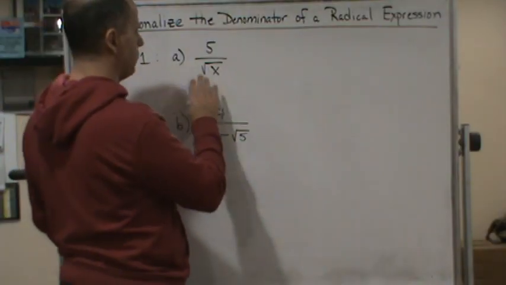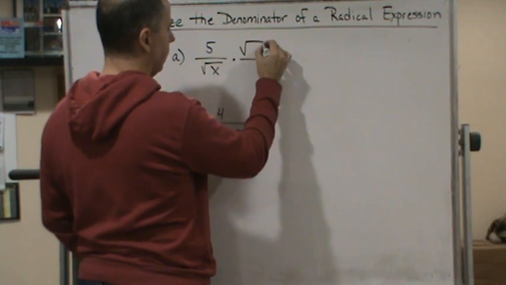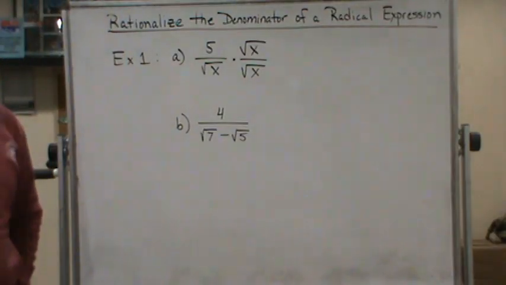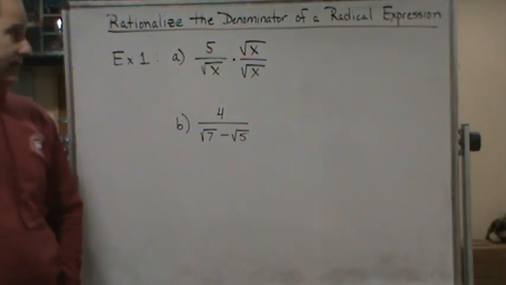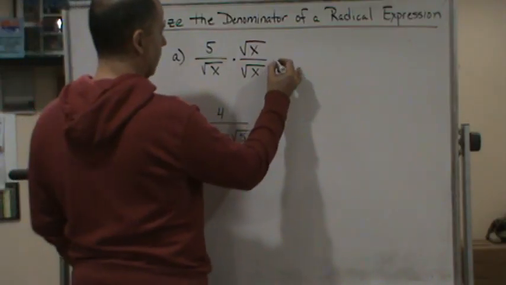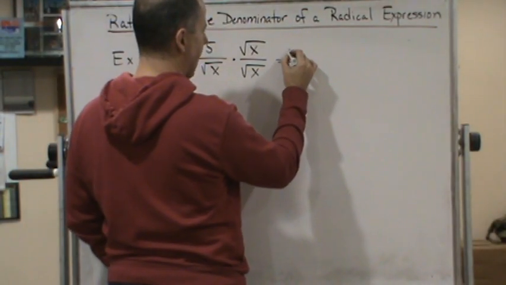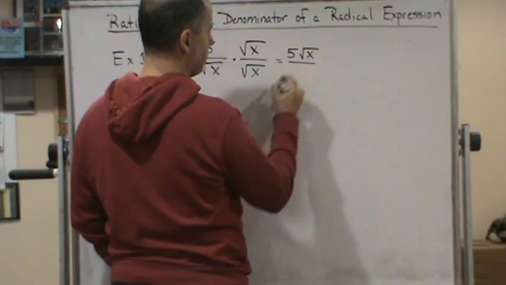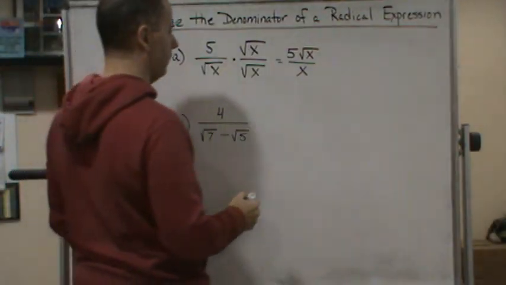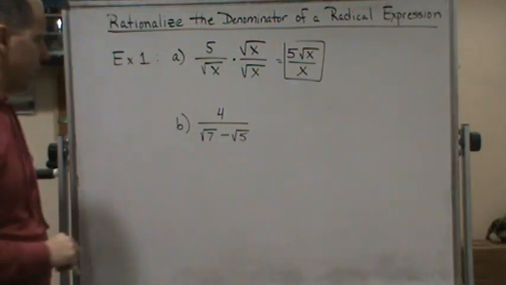So the way we're going to do this for part A is we're going to multiply the top and the bottom by the radical. In this case, we're just multiplying by a form of 1, the square root of x divided by the square root of x. When we multiply these two together in the denominator, we get x. So on the top, we get 5 times the square root of x over x. And we're done. You can't simplify it any further than that.